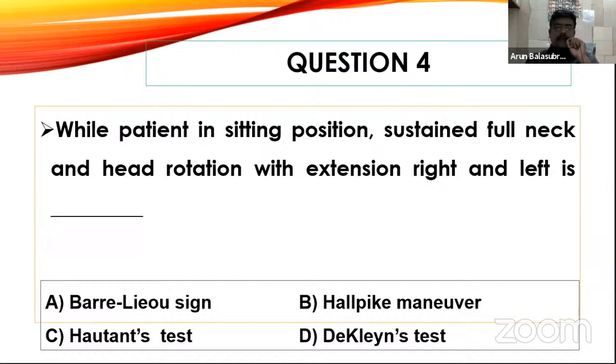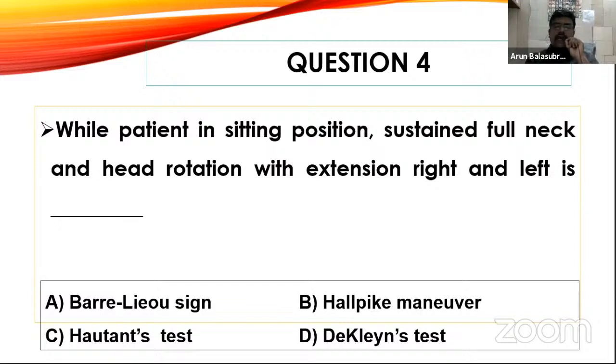Barry Lewis sign, Halpex maneuver, Pons test, or Declin's test. Declin's test is the right answer. This is a static test to identify vertebral artery involvement, right? You ask the patient to sit, sustain full neck and head rotation with extension, and do right rotation and left rotation. If the patient has dizziness or nausea, then you can say it is a vertebral artery involvement, right?